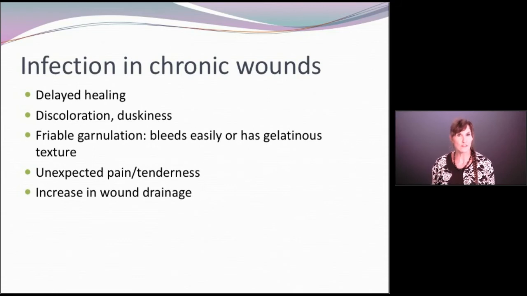Other indications of infection in chronic wounds. You're doing appropriate care. You are noticing that the wound has been healing, but then all of a sudden it's just kind of hit a plateau. It's just not doing anything anymore. It's delayed healing. That may be a subtle indication in chronic wounds. As I mentioned before, discoloration or duskiness. Do you have tissue that was very healthy looking, but now it's a little more dusky, or you're starting to see a little bit more necrotic tissue in that wound?